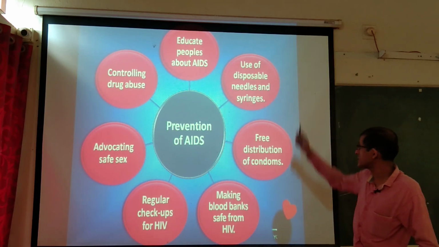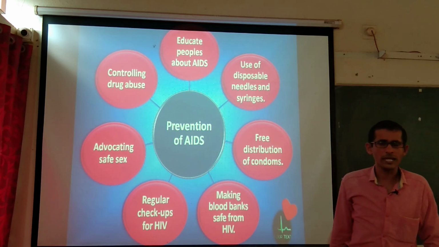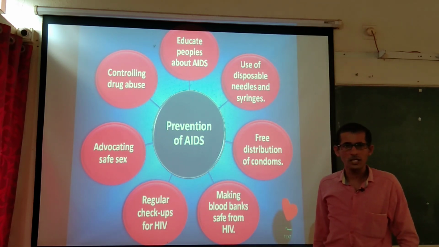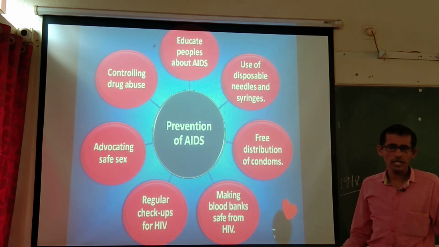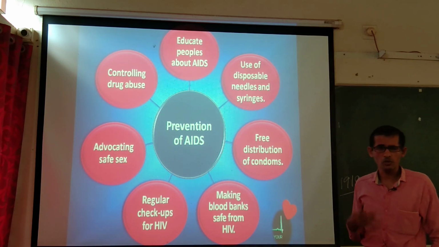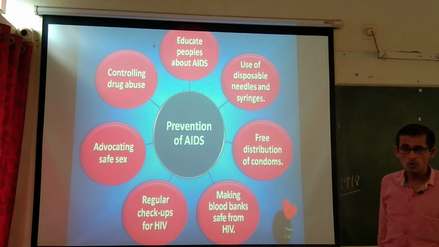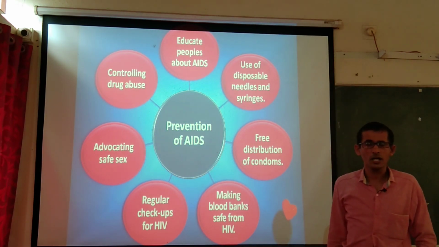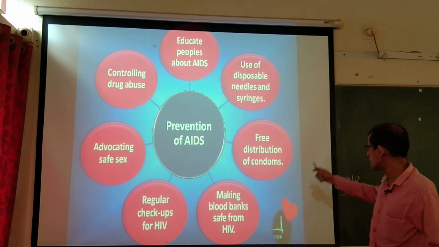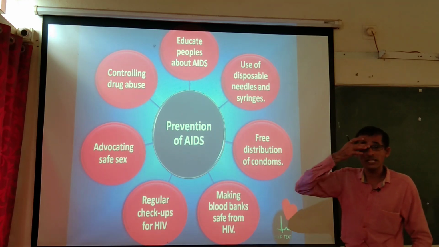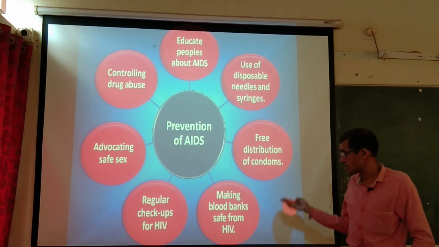And use of disposable needles and syringes. Of course, nowadays in the hospital it is a common practice, use-and-throw type syringes and needles are implemented. So, it is already utilized in the hospitals, right, we already use it in hospitals. Then free distribution of condoms. So, condoms are the physical barriers to prevent the entry of the HIV virus from an infected person to a normal person during sexual intercourse. So, the free distribution of condoms in the society will prevent the further attack or spreading of this HIV.